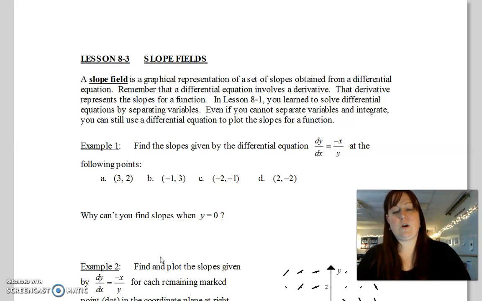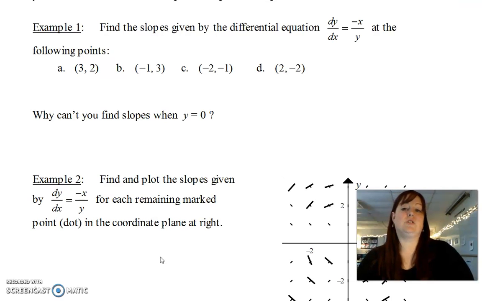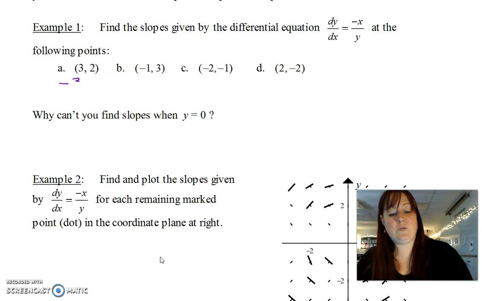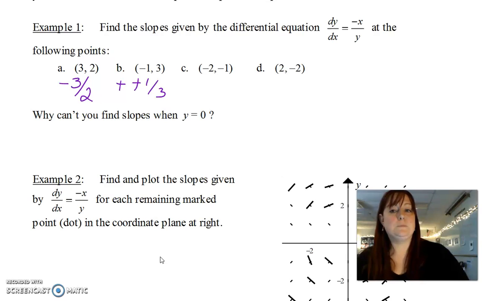So here in example 1 we have that our derivative equals negative x over y, and we need to figure out what is the slope at each of these points on the function, right? So at the point 3, 2, the slope would be negative 3 over 2, right? Because it's negative x over y. At the point negative 1, negative 3, it'd be negative 1 over 3, which is positive, so 1/3.